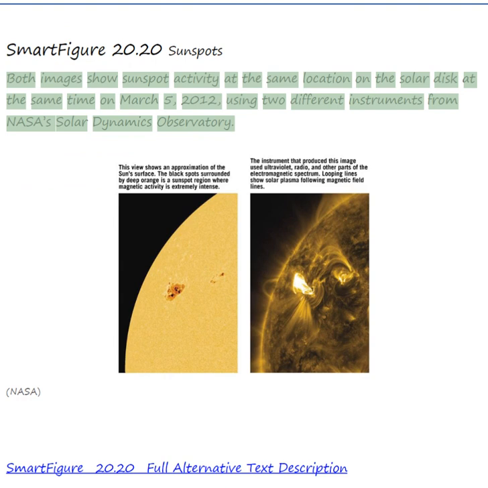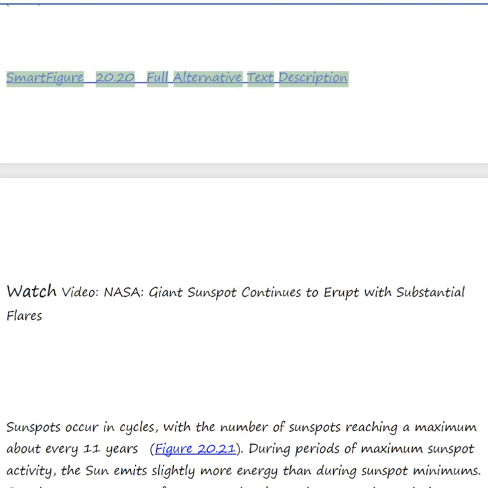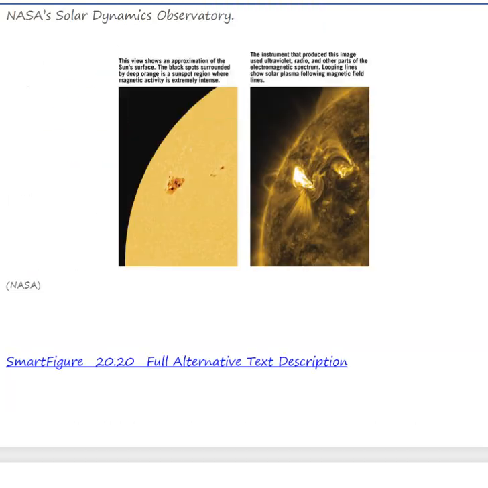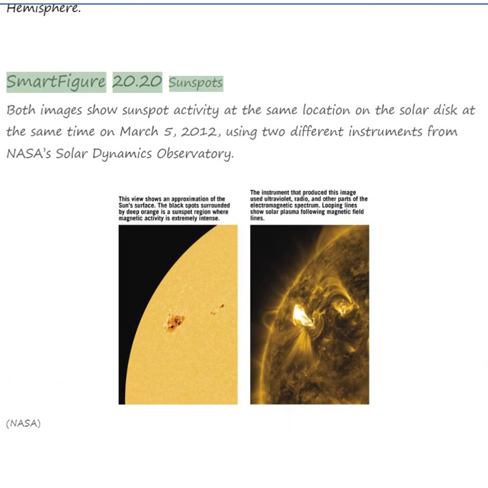Both images show sunspot activity at the same location on the solar disk at the same time on March 5, 2012, using two different instruments from NASA's Solar Dynamics Observatory. Smart Figure 20.20 Full Alternative Text Description. Smart Figure 20.20 Sunspots.